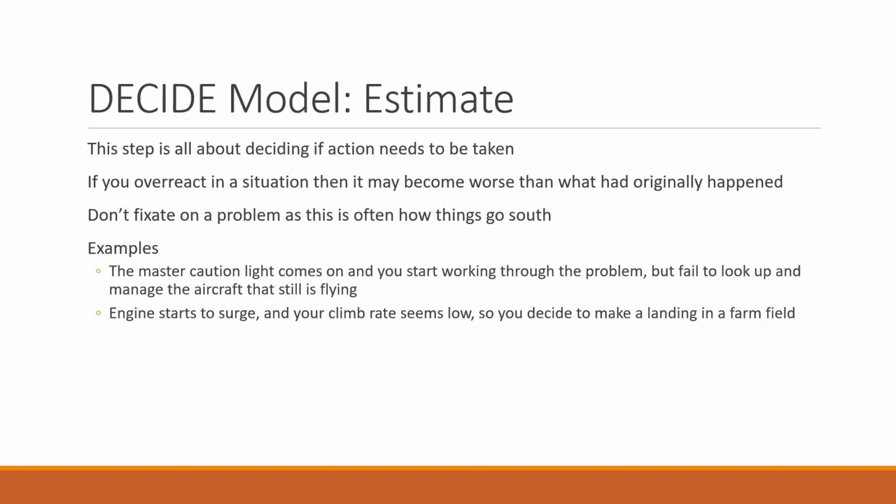Another example could be that your engine starts to surge and your climb rate seems low. So you decide to make a landing in a farm field. This could be, you still had an engine. You need to make the landing. Maybe it was a good decision. You won't know until you figure out what's wrong with it. But estimating what you need to do is not necessarily about actually doing it, it's about figuring out what your options are. So first detect, then estimate. And that's really about figuring out what your options are.